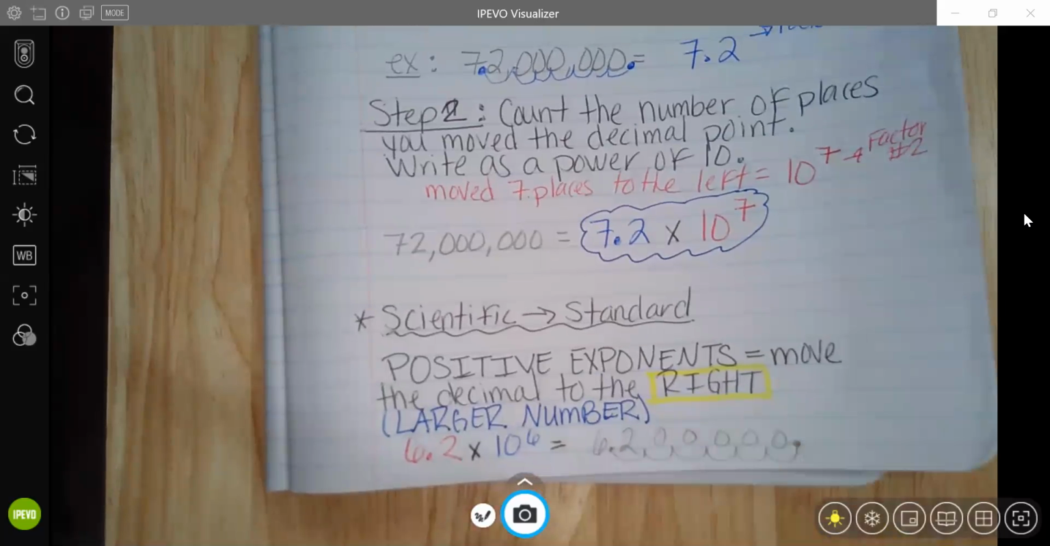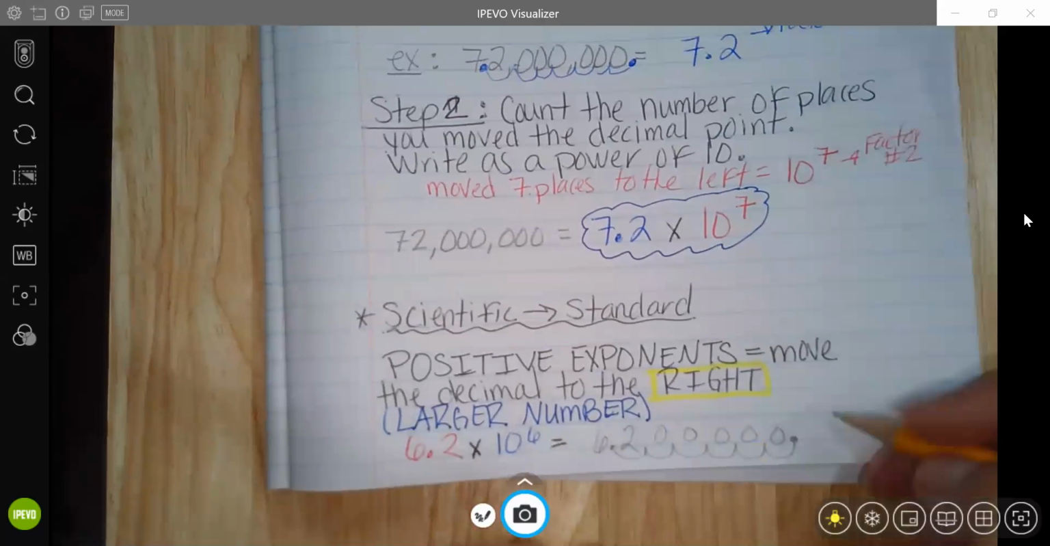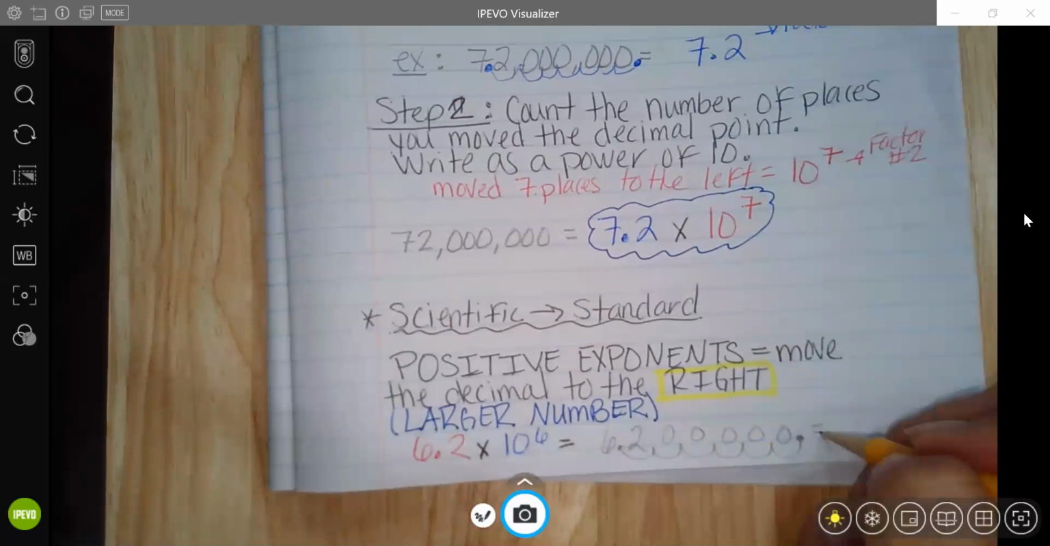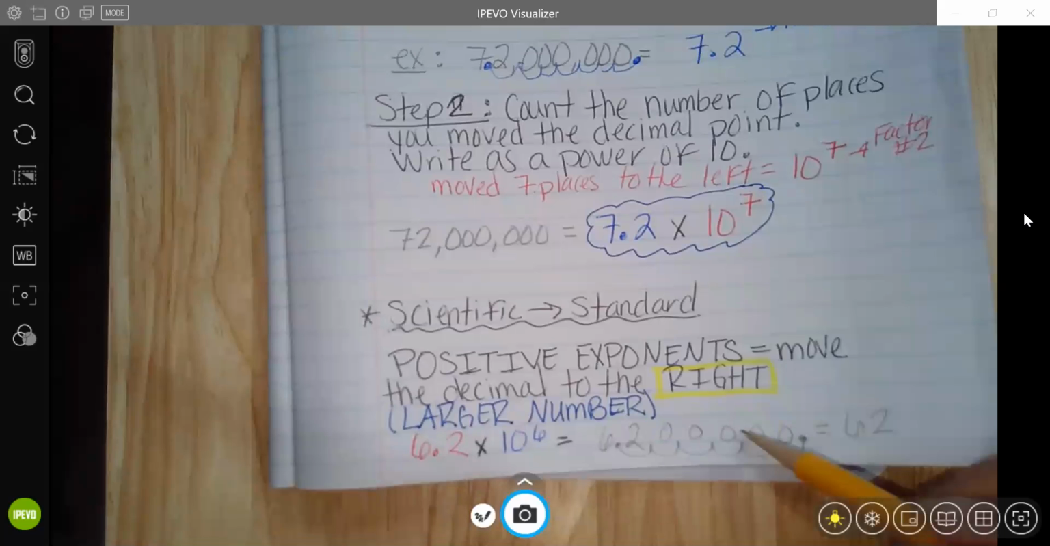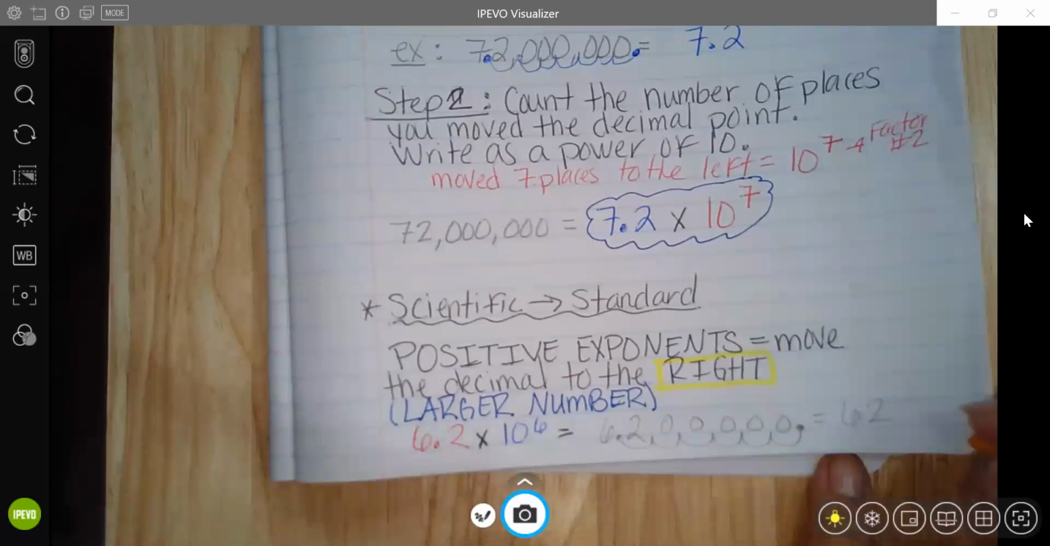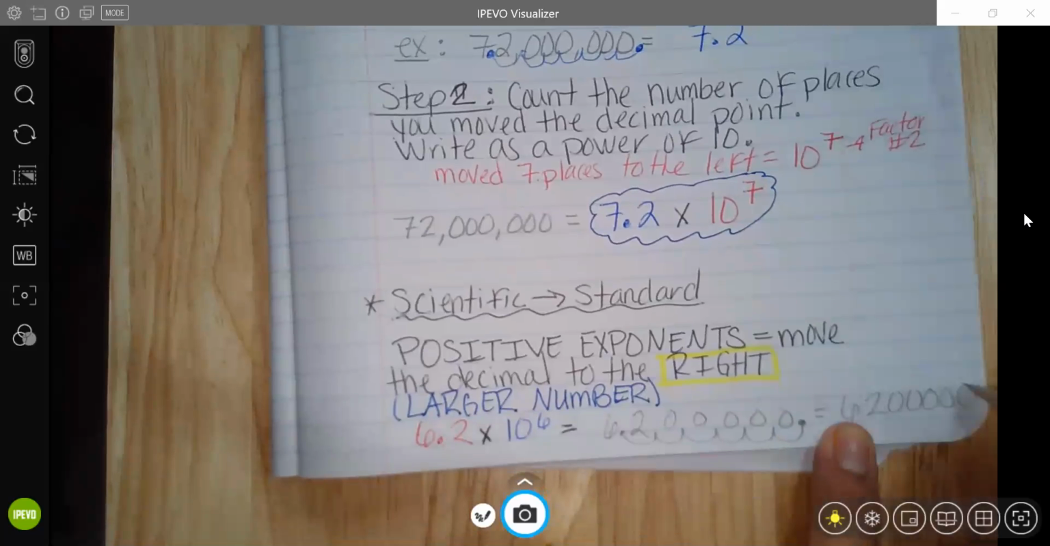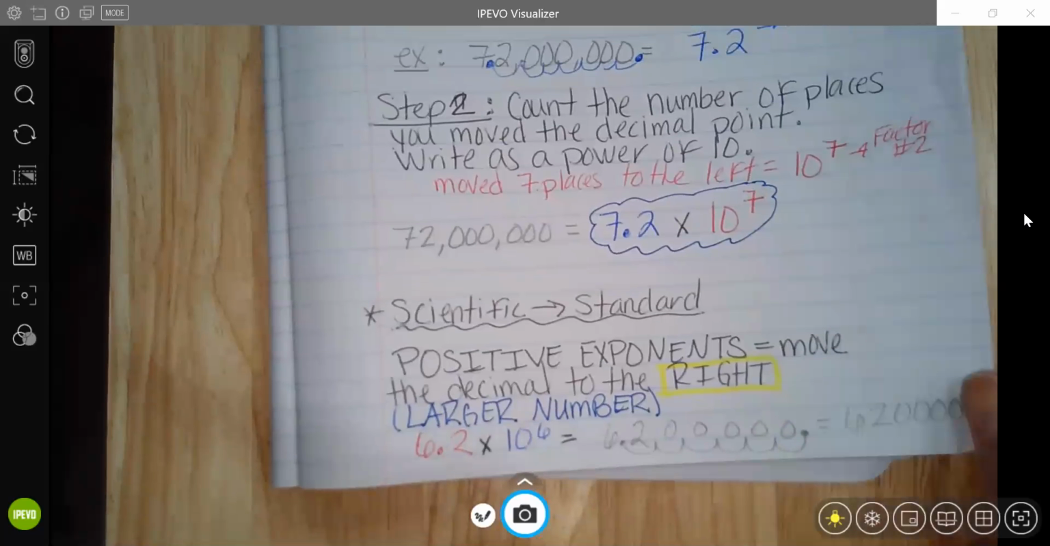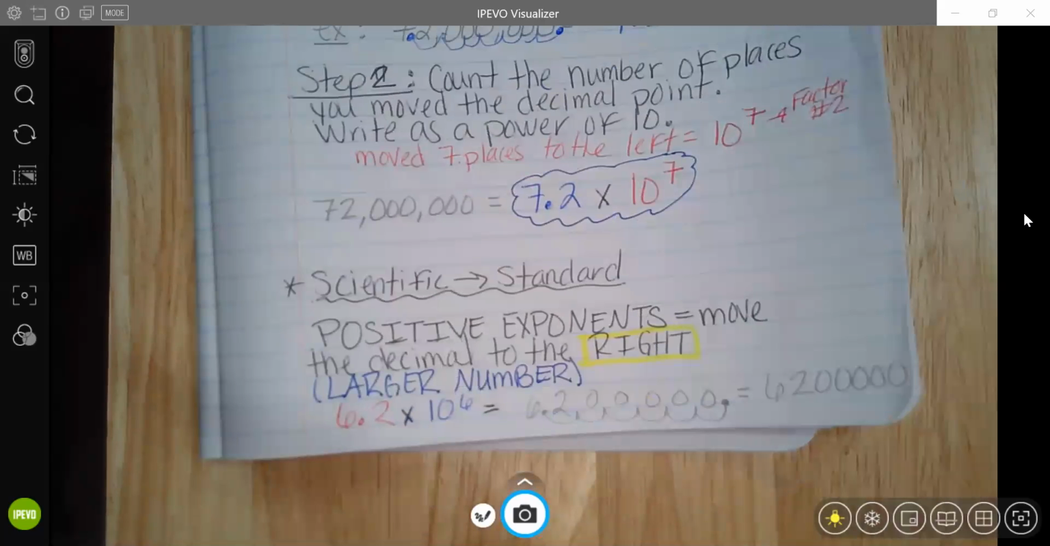Okay? So then we can rewrite this: 6, 2, 3, 4, 5. 1, 2, 3, 4, 5. There we go. And now that looks kind of messy. I like to see commas. How would we put commas? Does anyone know how we can put commas for this big number?